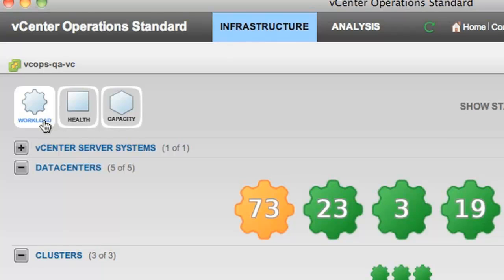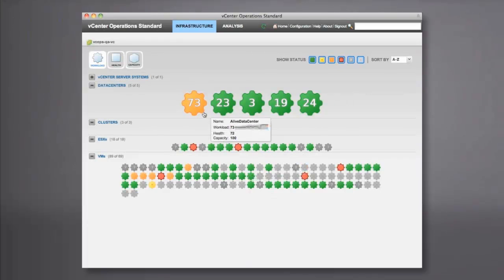So workload allows you to quickly understand how hard your objects are working, your hosts, or your VMs, or even your clusters or data centers, and allows you to take action on that.